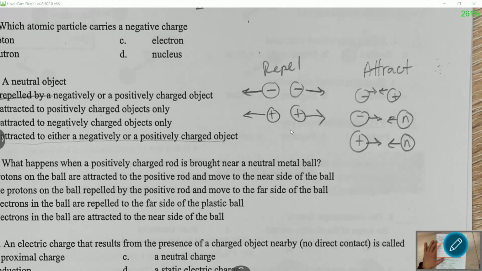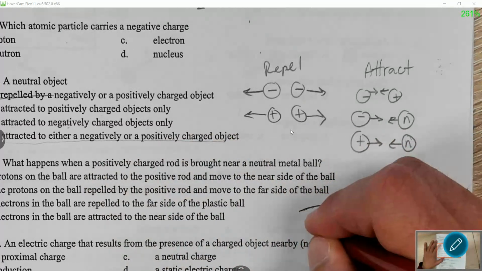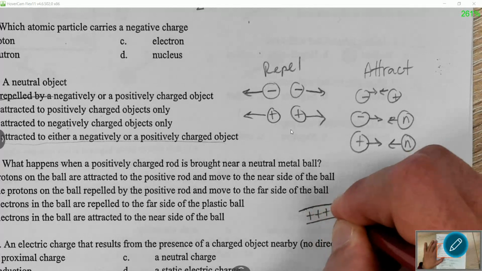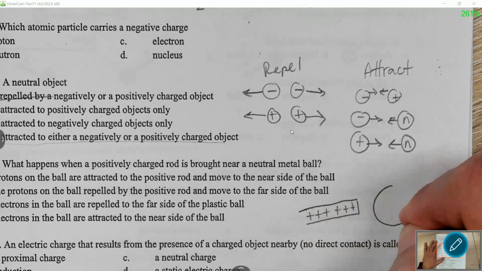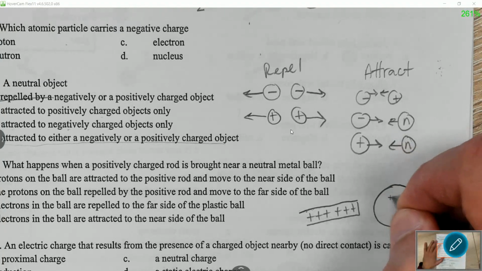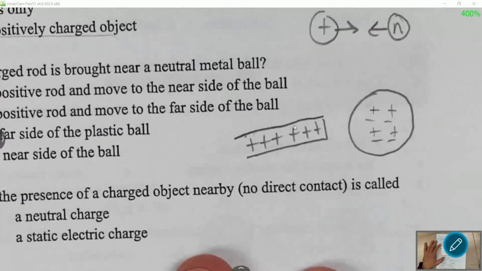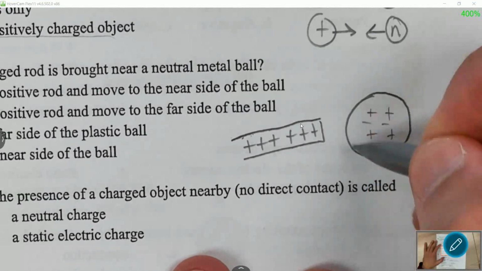All right, what happens when a positively charged rod is brought near a neutral metal ball? Oh man, you're like, how do I figure that one out? I'm telling you right now, guys, the easiest thing for you to do on the test would be to draw it out. What type of rod? Positive. So you just draw a little rectangle and give it a lot of positive charge, brought near a neutral ball. Let's just say it's got 4 protons and 4 electrons. It's close to, but not touching.